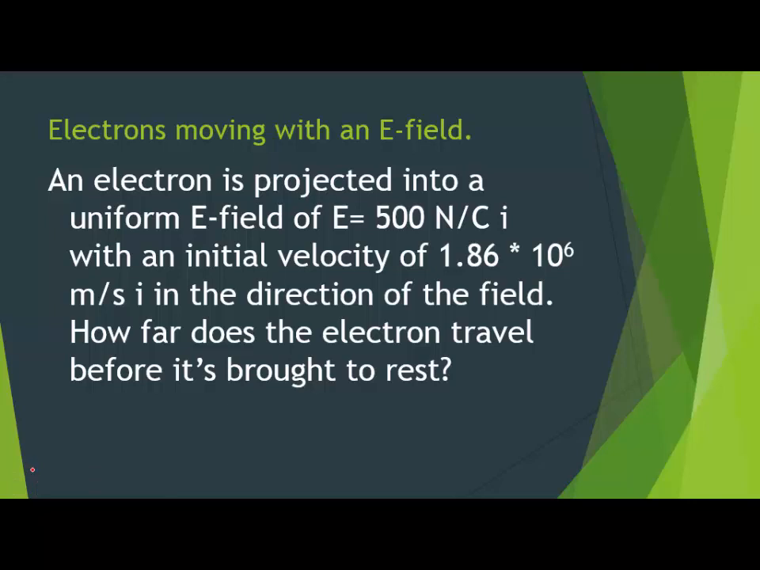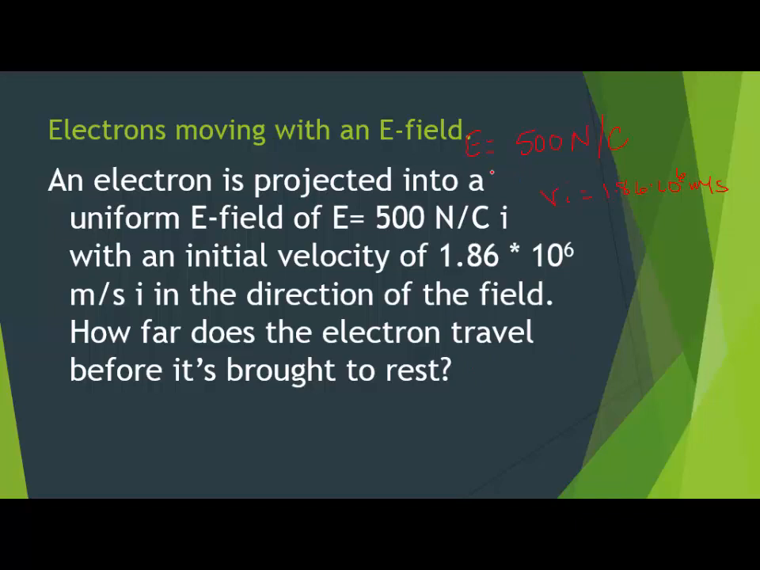An electron is projected into a uniform E field of 500 nanonewtons per coulomb. I don't know why I keep trying to say nanocoulombs. That's not correct. Okay. The initial velocity is 1.86 times 10 to the 6th meters per second. How far does the electron travel before it's brought to rest?